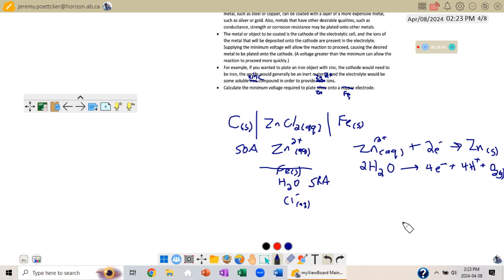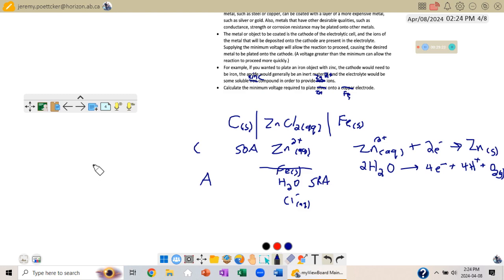All right. Now, I can do a couple of things here. In this case here, it's just asking me to calculate the minimum voltage. And that's typically what you're going to have to see. So you need to recognize that the strongest oxidizing agent is going to be reduced, and that's going to happen at the cathode. And that the strongest reducing agent is going to be oxidized, and that's going to happen at the anode. It's always going to be cathode minus anode in terms of the potential.